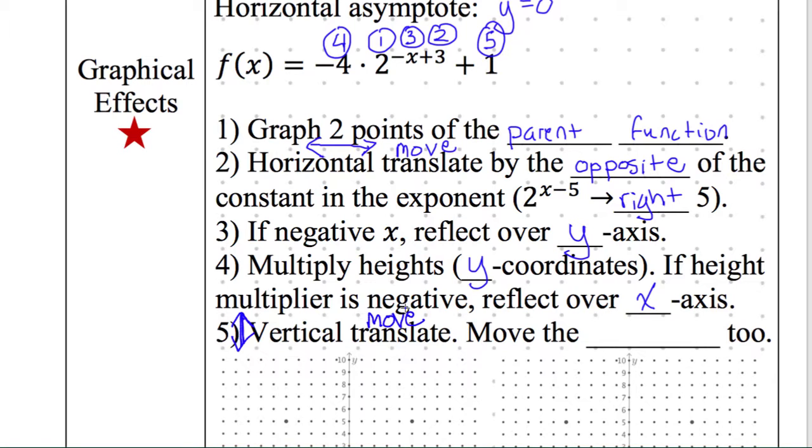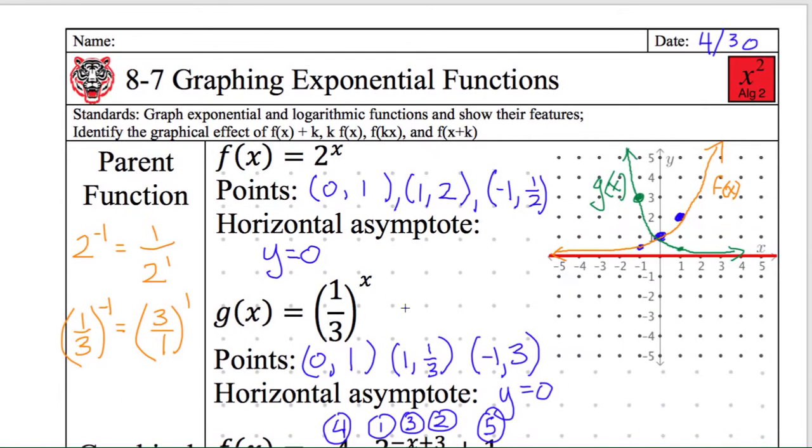Okay, notice there are 3 things, and I told you at the very beginning, there are 3 things on Khan Academy that you need to be able to graph. 2 of them are points. What was the last thing? The horizontal asymptote. That's also going to move up and down on that last step. So on the last step, this will also move up and down with the function.